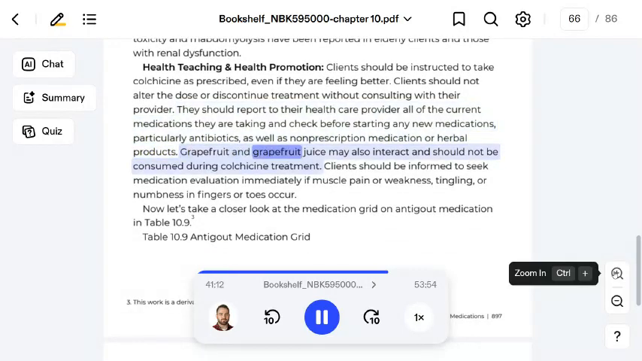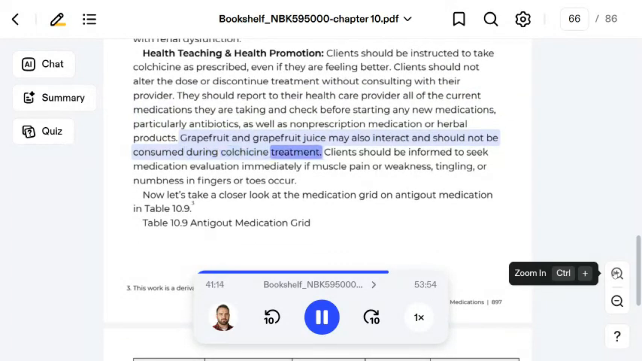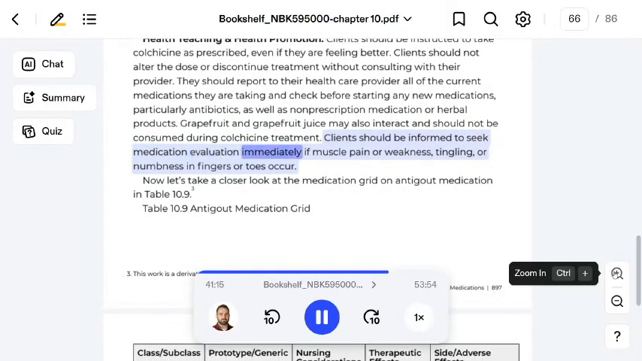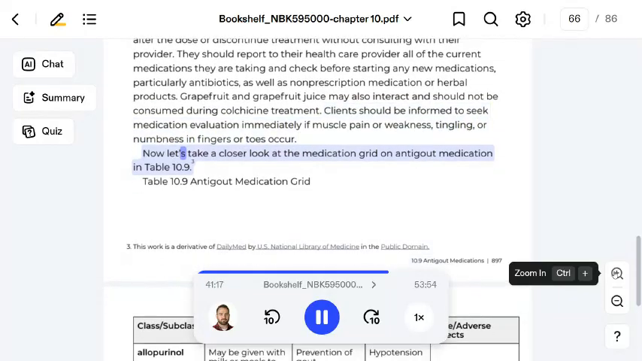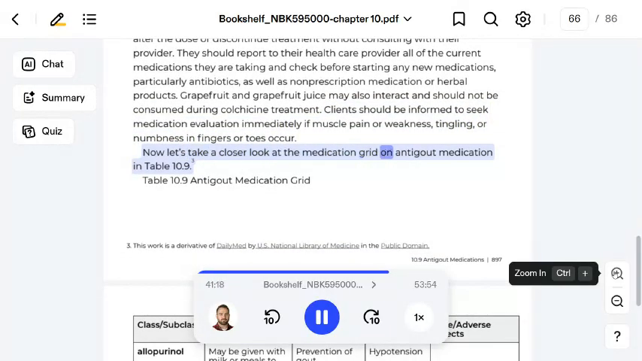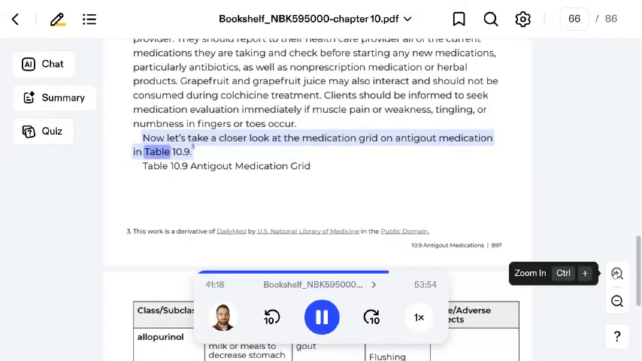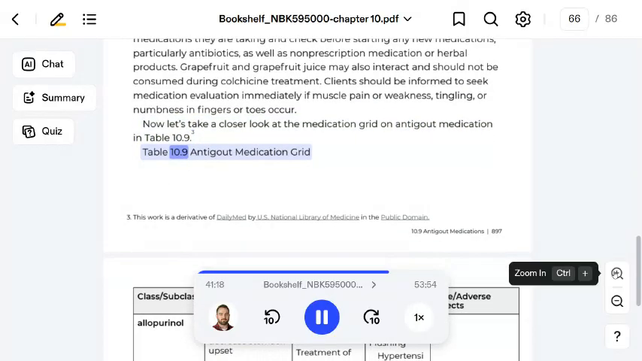Grapefruit and grapefruit juice may also interact and should not be consumed during colchicine treatment. Clients should be informed to seek medication evaluation immediately if muscle pain or weakness, tingling, or numbness in fingers or toes occur. Now let's take a closer look at the medication grid on anti-gout medication 3 in Table 10.09. Table 10.09 Anti-gout medication grid.